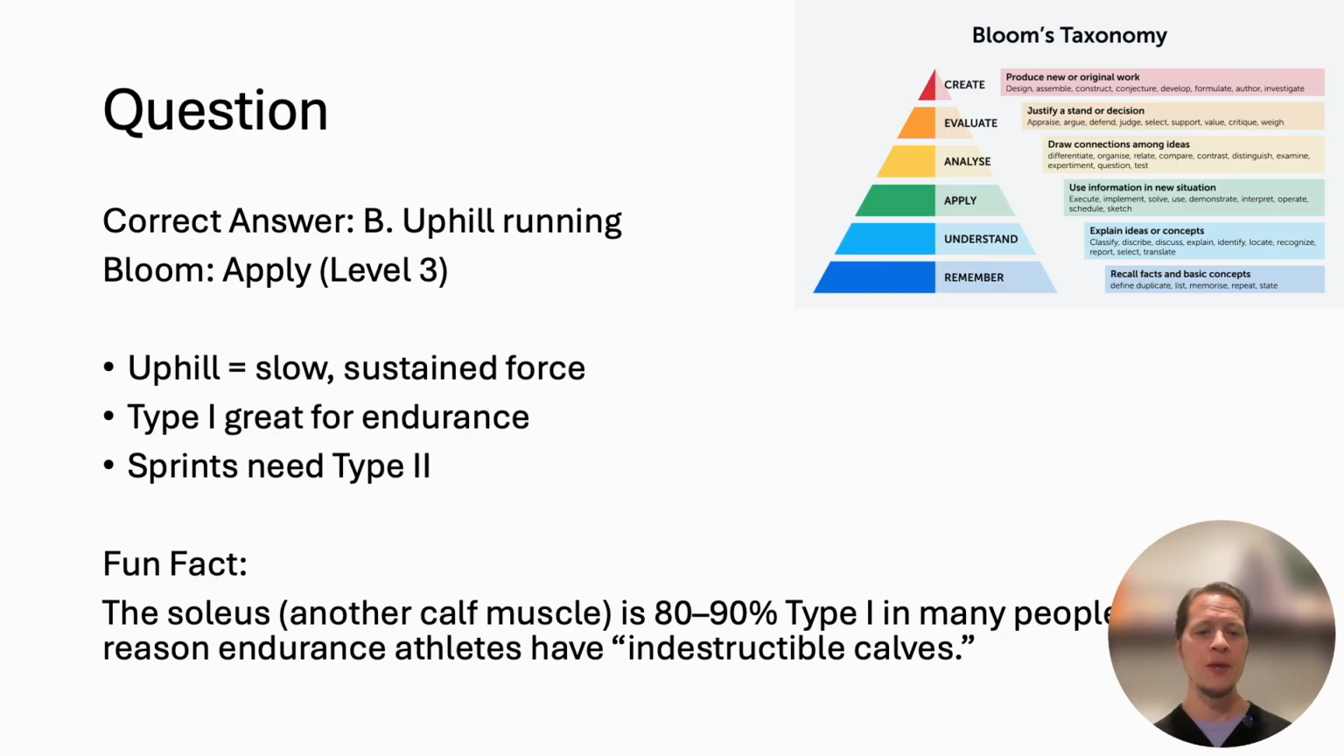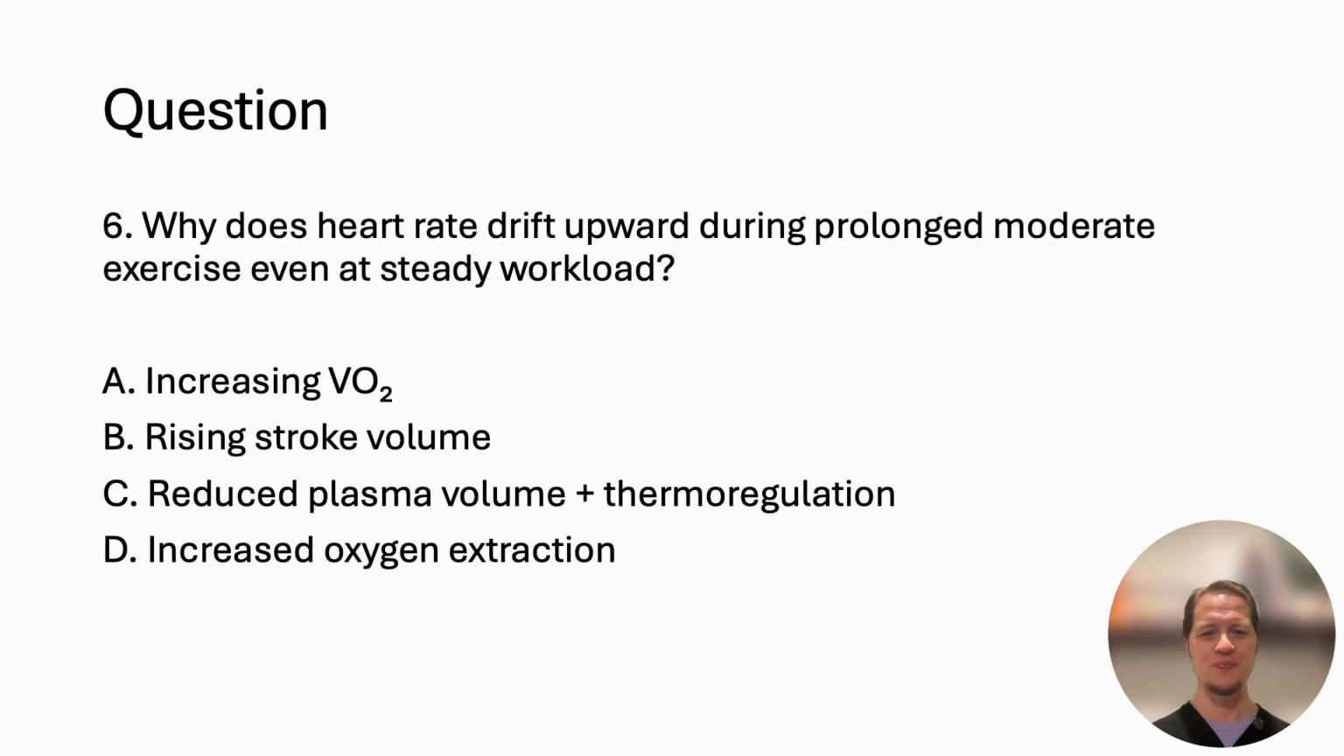The soleus, which is right underneath the gastroc, is often very high in type 1 in most people, often 80 or 90%. And why some, you'll see them, lifelong endurance athletes, they can just keep going. They can do a marathon, they're like, I can do more. And there are people that do double marathons, right? Ultra marathons, because they can just keep going. They have these indestructible calves, because they're likely lucky to have a very high proportion of type 1 fibers, and they can just keep on running.